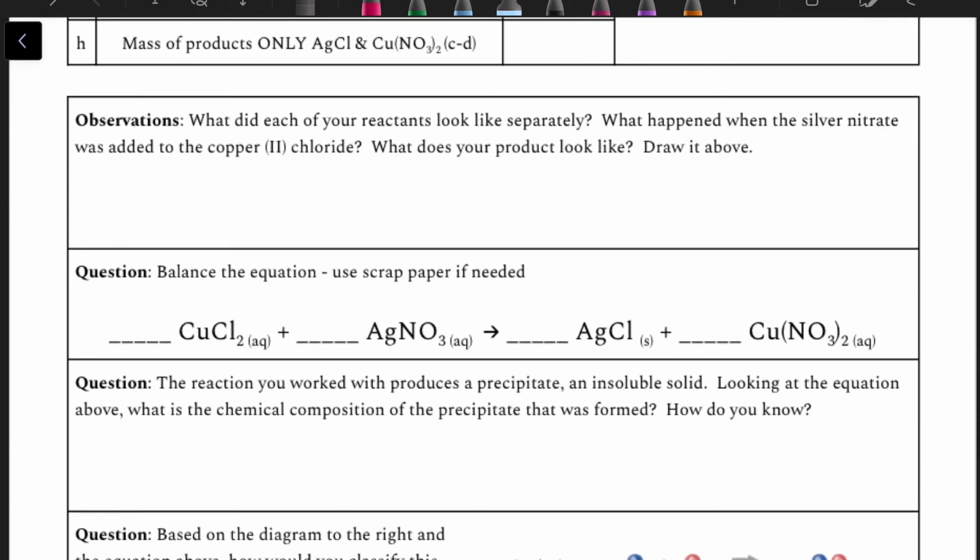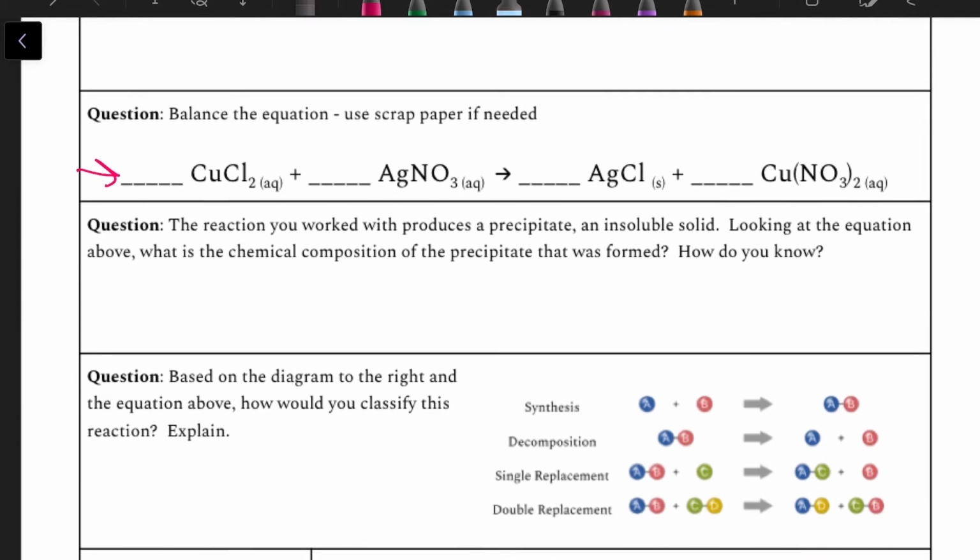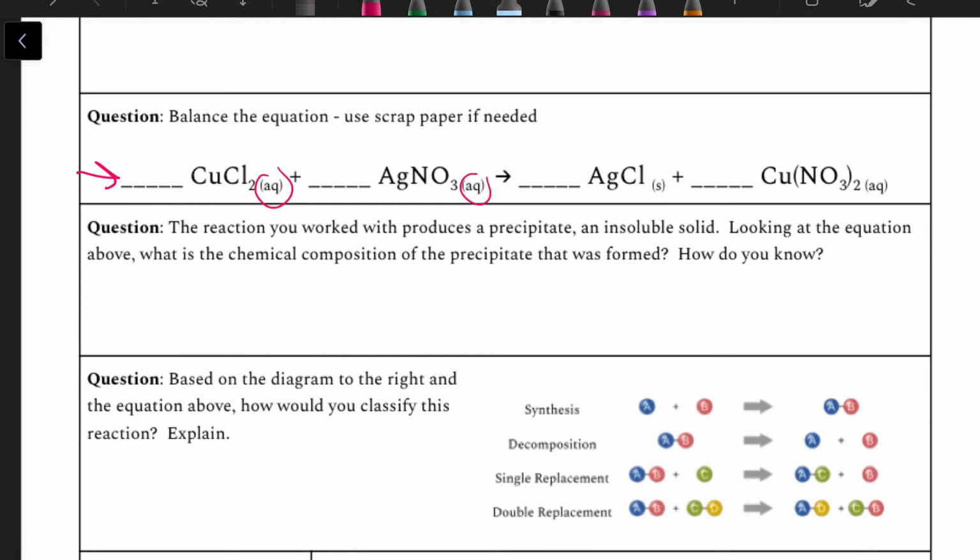So you have an observation question writing down what you see. This is the equation that is happening inside of the test tubes. Your job is to balance that equation, and you may need to use scrap paper if you don't have enough room on this lab paper. Then, based on these pieces of information, the question then asks, well, a precipitate is formed, and that is an insoluble solid. So based on the equation above, which compound do you think is that precipitate or that insoluble solid on the bottom of your test tube?